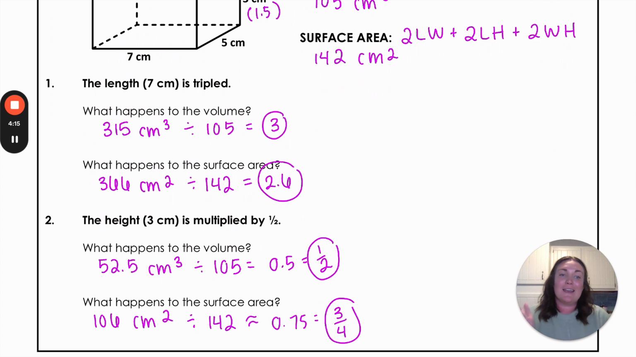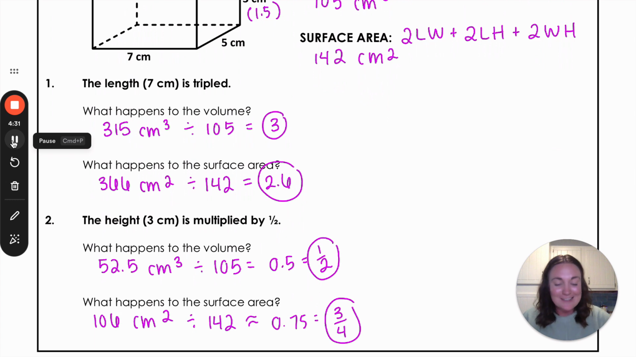So we can see it got smaller, right? It's not as big as it was before, but it's not changing at the same rate as that one side length is. So again, our volume is always going to change the exact same way. Our surface area is going to get bigger or smaller, but not in that exact same proportion.